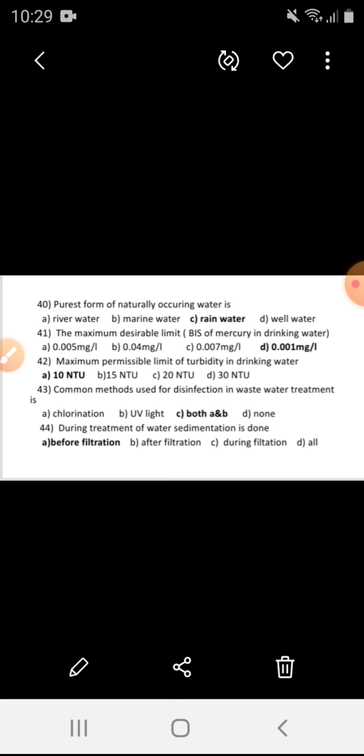43. Common methods used for disinfection in water treatment are: option A, chlorination; option B, UV light; option C, both A and B; option D, none. The correct answer is C, both A and B. 44. During treatment of water, sedimentation is done: option A, before filtration; option B, after filtration; option C, during filtration; and option D, all. The correct answer is A, before filtration.